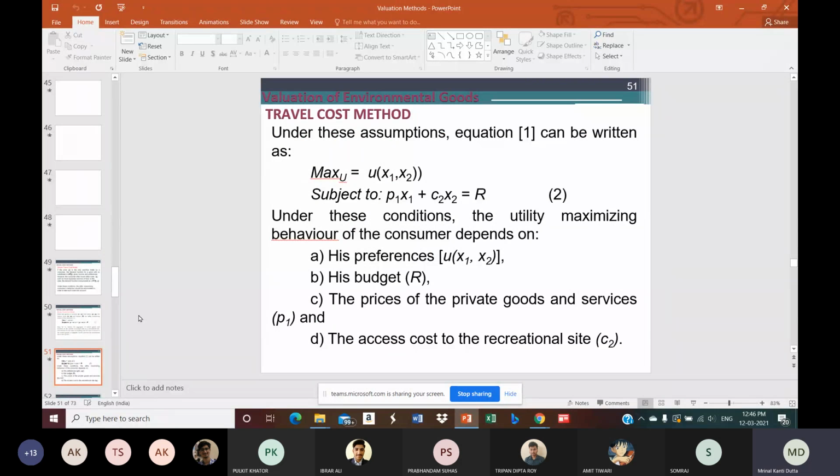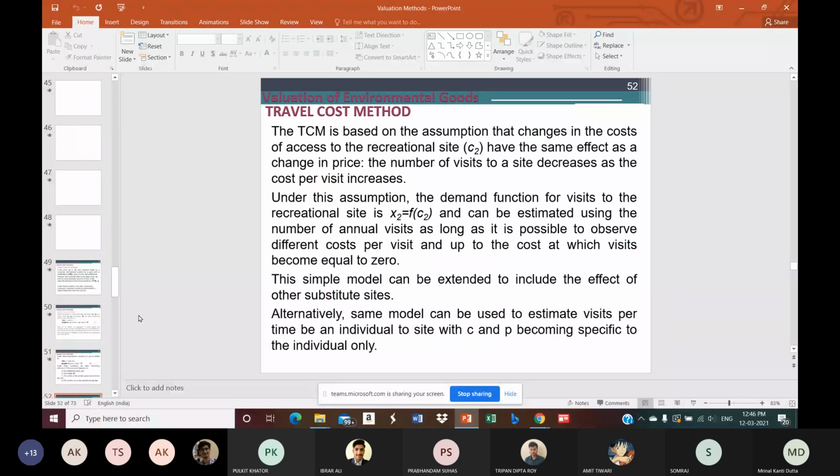So under these conditions, the utility maximizing behavior of the consumer depends on his preferences. Basically, the utility function will tell us what his preferences are all about, his budget, how much income he has, and the prices of the private goods and services, because P1 is the price of the private goods and services. And lastly, the access cost to the recreational site, which is given as C2. So these variables will actually influence the utility maximizing behavior of the consumer.